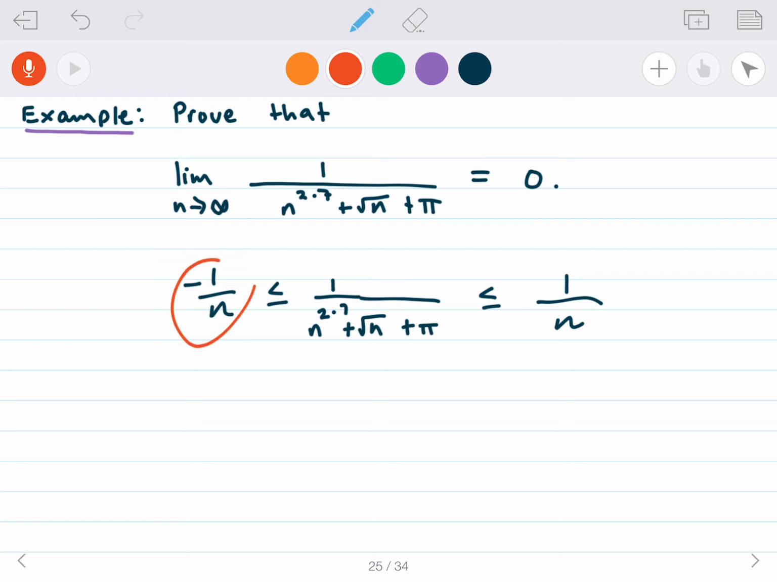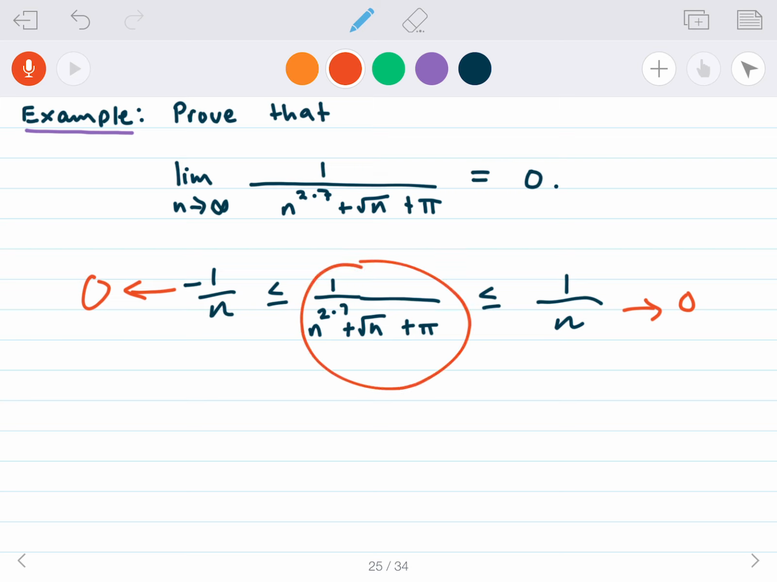Now, I didn't prove that this thing goes to 0, but you can see it pretty easily if you follow the steps that we used to show that this guy went to 0. So this guy goes to 0, and this guy goes to 0, and so by the squeeze theorem, this guy has to go to 0. I kind of like the sandwich theorem better than the squeeze theorem, but you can call it whatever you want.